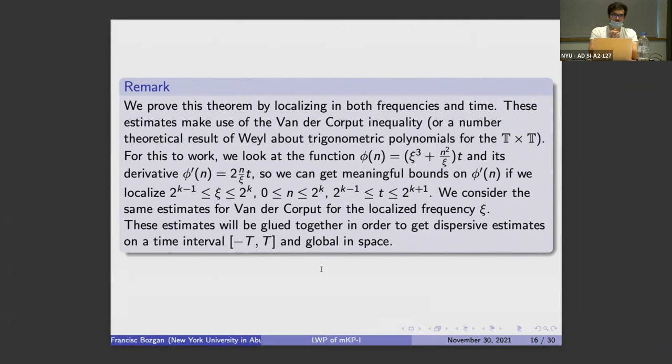After we do this, we can apply some types of van der Corput inequalities, and then we can find the estimates that we want. We do the same for both frequencies. After we do this, we just glue together these dispersive estimates on the time interval of the type minus t and t, and of course, global in space.